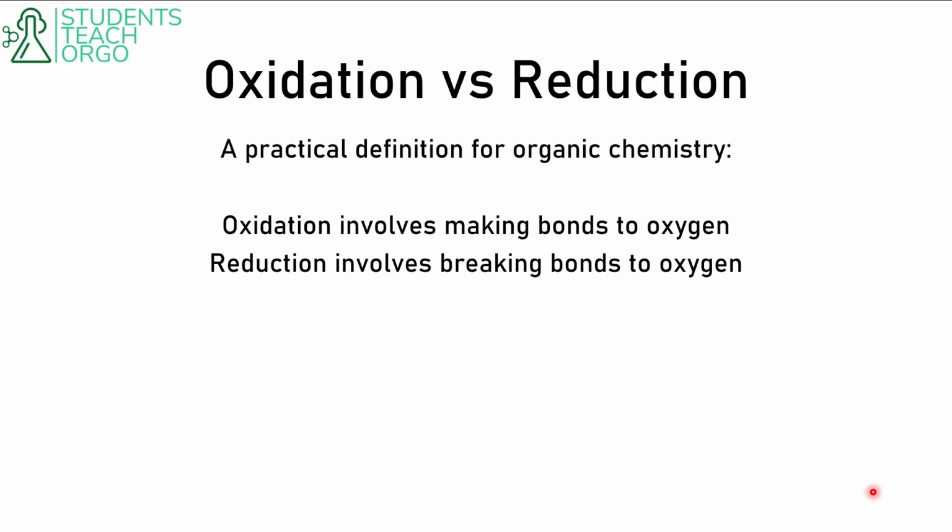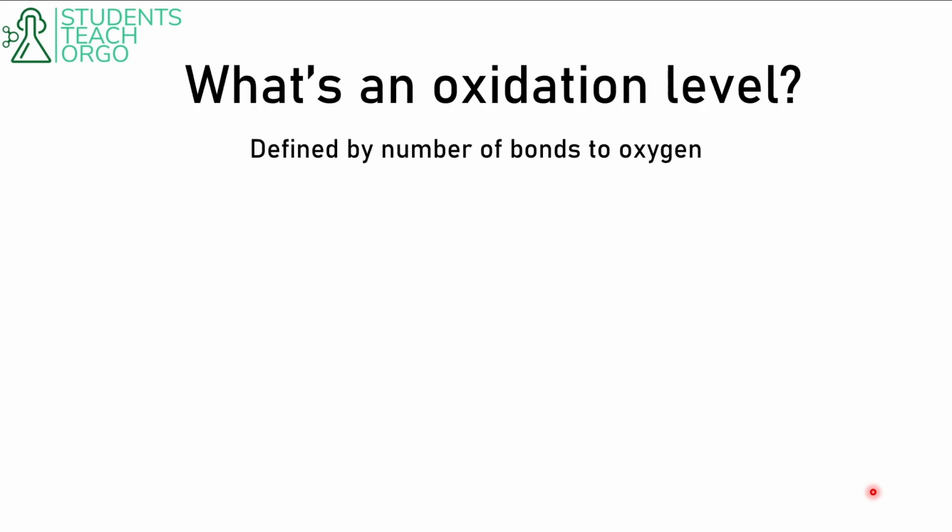Okay, so oxidation versus reduction. For organic chemistry, these really only involve one thing, and that is making or breaking bonds to oxygen. Oxidation is making bonds to oxygen, and reduction is breaking bonds to oxygen. How do we achieve this? With the help of reagents. And we're going to go through a couple of different oxidizing and reducing reagents to help you out in your practice problems. Now, before we do that, I should very quickly go over oxidation levels.